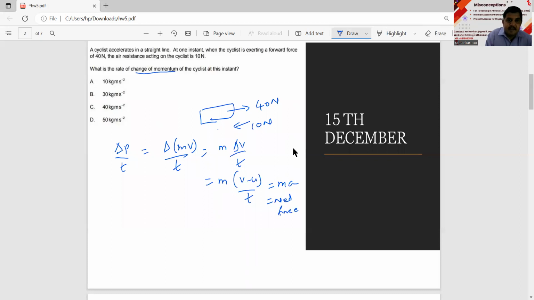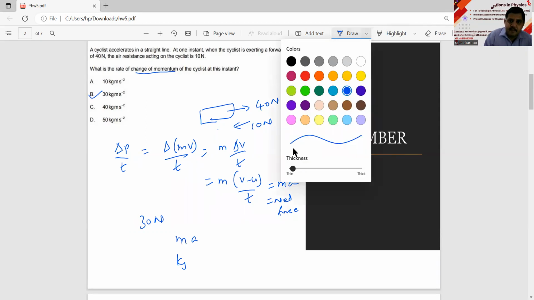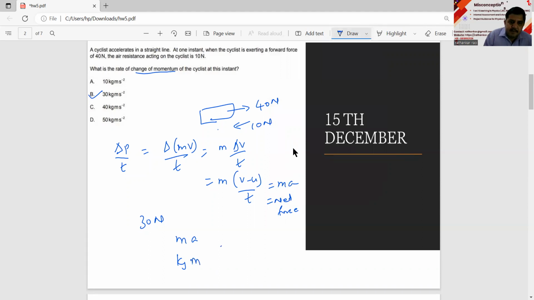So what is the problem asking? The problem is asking you to find out what is the net force. Simple. Now 40 newtons acting like this, 10 newtons acting like this. Net force should be 30 Newton, 40 minus 10. So therefore, the answer here is 30 kg meter per second square. How do I know kg meter per second square? The reason is because M into A. What does M into A tell you? M is kg. Acceleration is meter per second square. That's it. You got the right answer. Okay. Now let us move on to the next one.